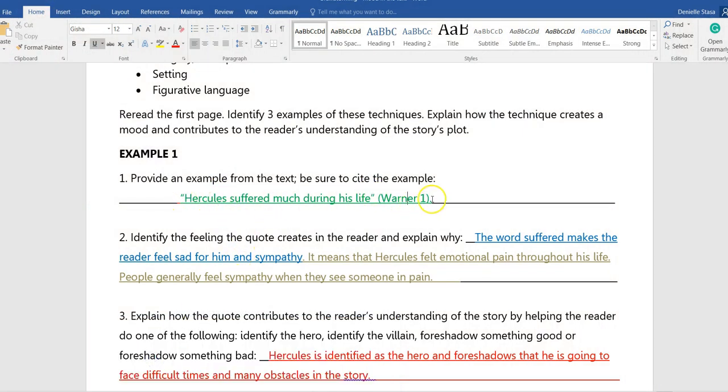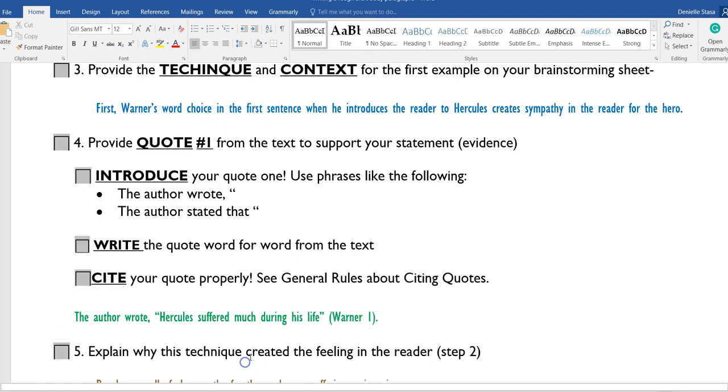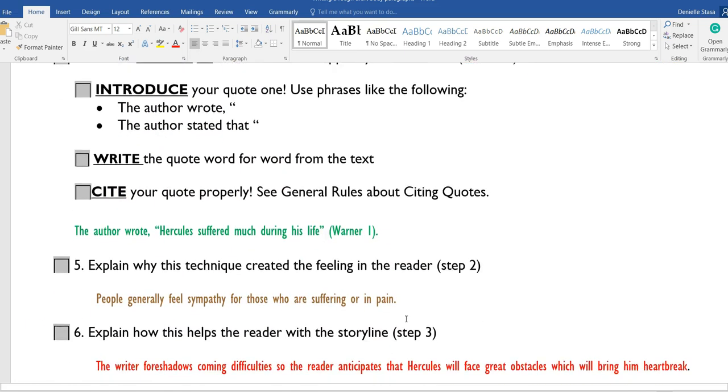Hercules suffered much during his life with my citation. So now I'm going to put that next in my rough draft. The author wrote, Hercules suffered much during his life with the citation. Notice I added the anchor, right? We want to introduce our quotes with appropriate phrases, write the quote, and cite our quote, right? And that's what I did down here.